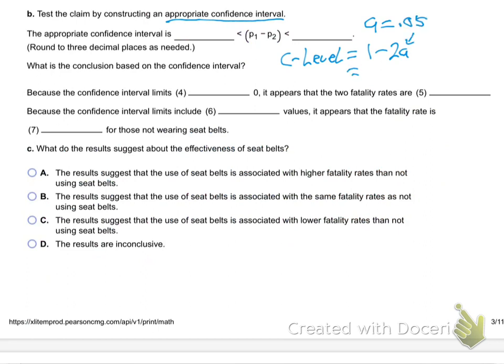Put that in. 1 minus this. 2 times 0.05 is 0.10. 1 minus 0.10 is 0.90. So it's a 90% confidence level. So you go on your calculator then.